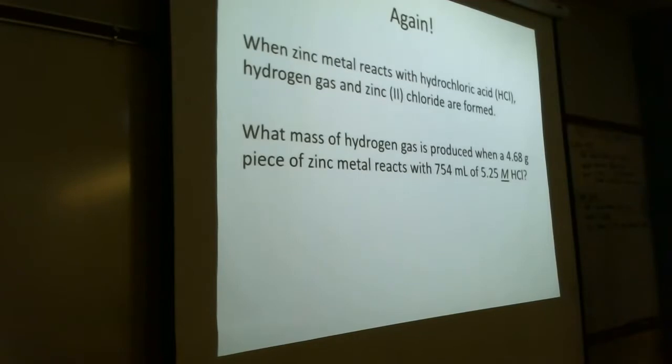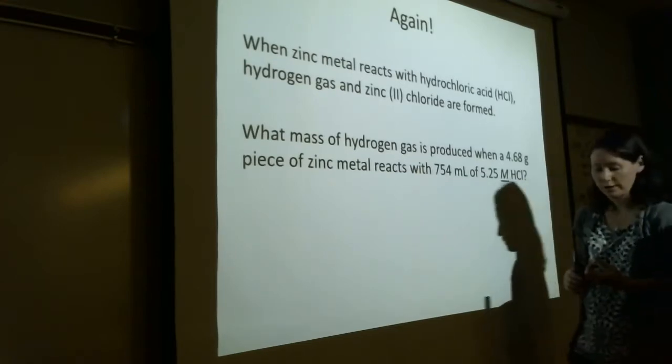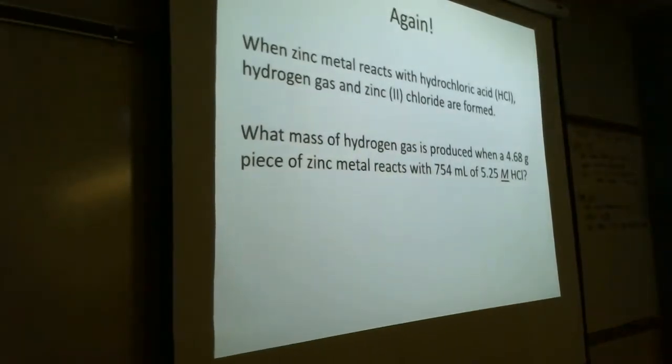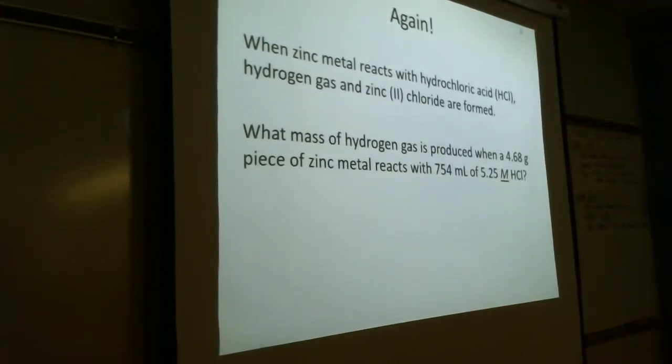All right, let's do this one. When zinc metal reacts with hydrochloric acid, hydrogen gas and zinc 2 chloride are formed. What mass of hydrogen gas is produced when a 4.68 gram piece of zinc metal reacts with 754 milliliters of 5.25 molar HCl? Think about what kind of reaction this is and do some calculations. Let me pause the recording real quick.